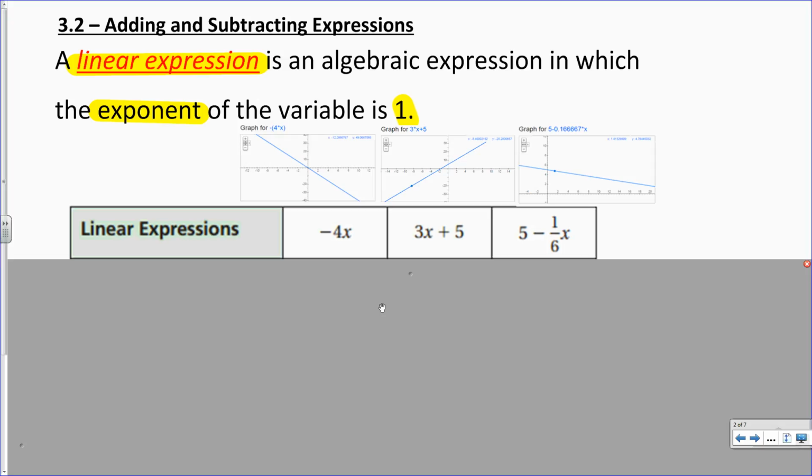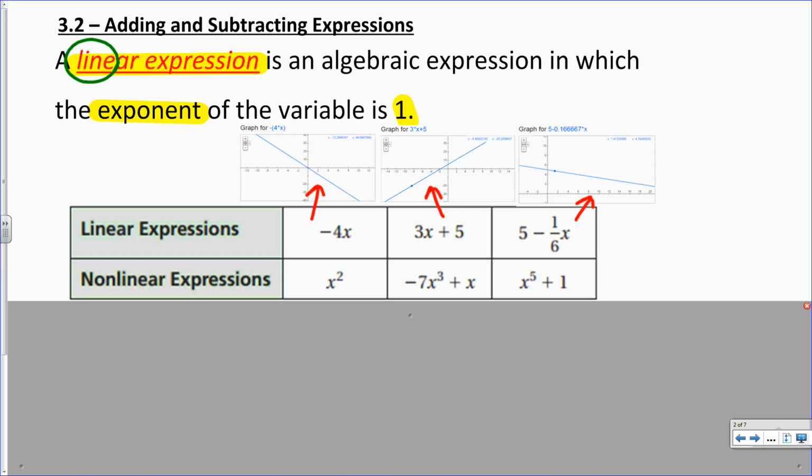So negative 4x is a line going down. 3x plus 5 is a line going up. And even 5 minus 6x is a line going down. So these are the corresponding graphs. And I just want you to see that they're lines. Linear means line. You can even see it says line in the very first part of it.